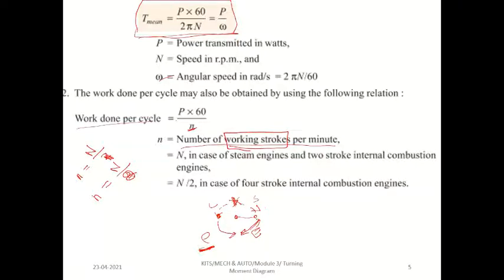When the crank goes for two revolutions, the engine will have one power stroke, or one working stroke. So in a four stroke engine, small n value will be capital N divided by 2. In a two stroke engine, small n value will be equal to capital N, because in one revolution it will have one power stroke and one suction exhaust stroke.